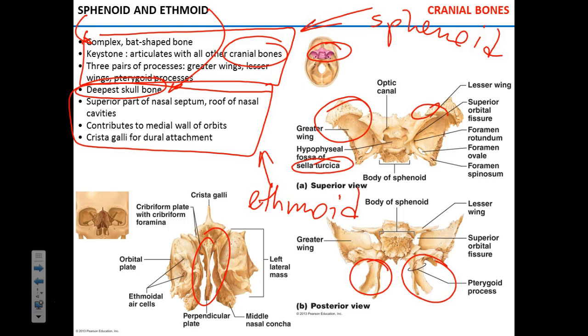Another important structure in the ethmoid bone is cribriform plate, right here. So cribriform plate is the part of the bone with the little tiny holes. They're not really holes here on that model, but they are in the actual human. Through those holes, the filaments of the olfactory nerve penetrate from the nasal cavity, from the olfactory epithelium towards the olfactory bulb.